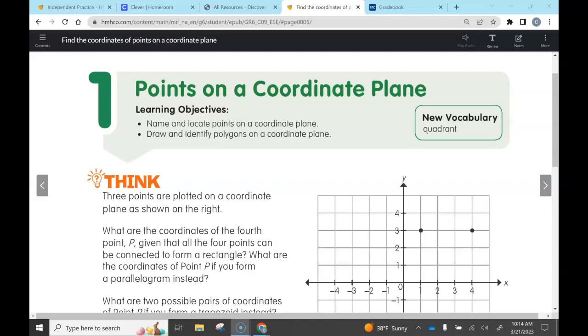Hello everyone, I'd like to welcome you to this video titled Points on a Coordinate Plane. You can see the objectives for lesson 9.1 are to name and locate points on a coordinate plane, and also draw and identify polygons on a coordinate plane.